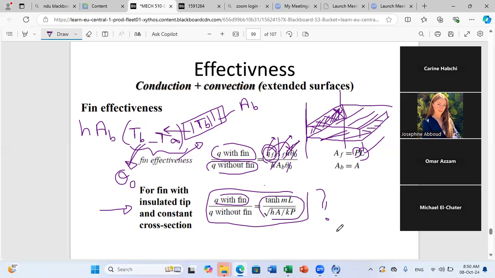And in case the geometry is complex, okay? In case the geometry is complex, we no longer need to use the table, we use the graphs. So the graphs will give us the value of the efficiency, and then we just have to replace in this equation to get the fin effectiveness.